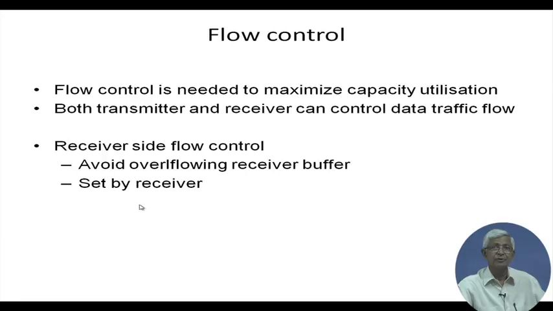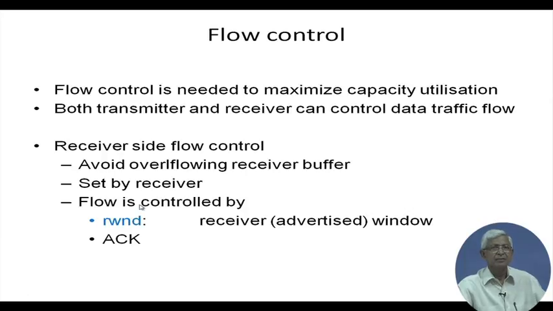This flow control is set by the receiver, and it is set by a parameter called RWND, the receiver window, which is the receiver advertised window. At the beginning of the connection, the receiver says this is my RWND, and of course, he can also control by ACK; he can hold the ACK, he can delay the ACK. So, the ACK is another thing which is the clock of the total system. So, with RWND advertisement as well as ACK, he can control the flow of the input traffic.